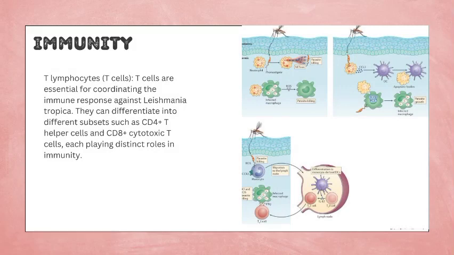Next is the immunity. What lymphocytes need to be boosted to fight Leishmania tropica? The lymphocyte is the T lymphocyte, also called T cells. It is essential for coordinating the immune response against Leishmania tropica. It can differentiate into different subsets such as CD4 plus T helper cells and CD8 plus cytotoxic T cells, each playing distinct roles in immunity.